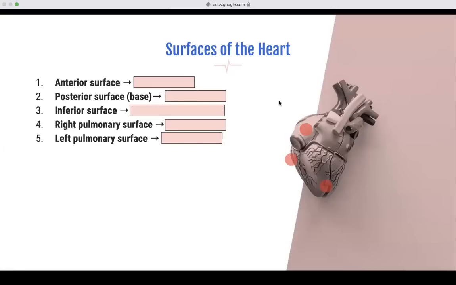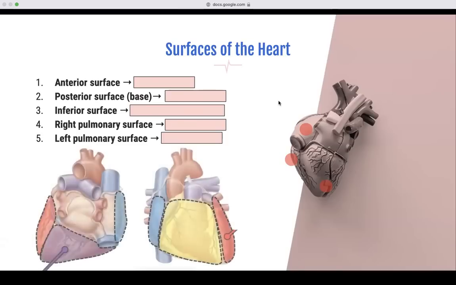Now the surfaces of the heart. So we have the anterior surface. If you just think of the orientation slide, which chamber is mainly in the anterior surface? Right and left ventricles. It's mainly the right ventricle. Okay, so this is what you need to remember. As you can see here, this is how your heart is oriented in your chest. So this is your right ventricle. It's the most anterior part, and it makes up most of your anterior surface.